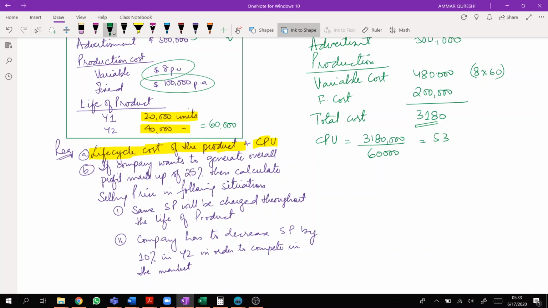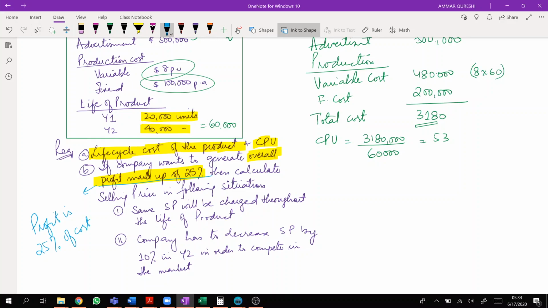Now, what is the second requirement? If the company wants to generate an overall profit markup of 25%. I don't know if you guys remember this markup concept or not, but it's important in F5 to recall all these things. You should be able to calculate what is markup and what is margin. So let me make a quick recap. Markup means profit is based on cost, right? If the question says that profit markup is 25%, then this means that profit is 25% of cost, right?